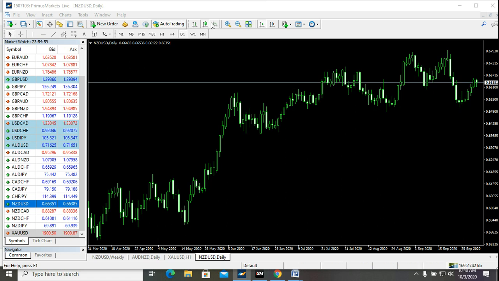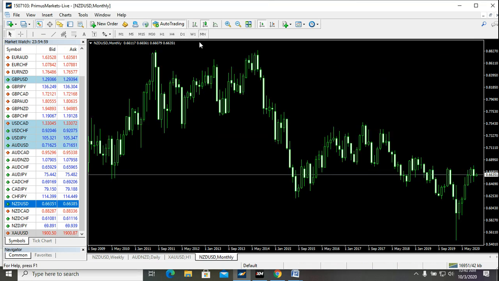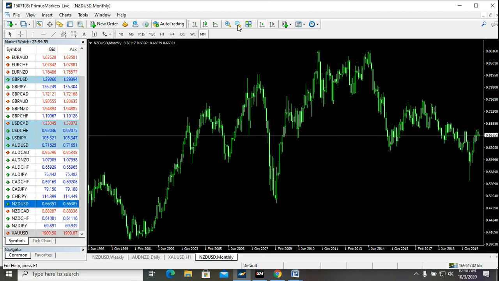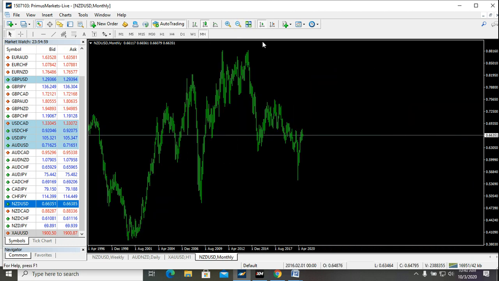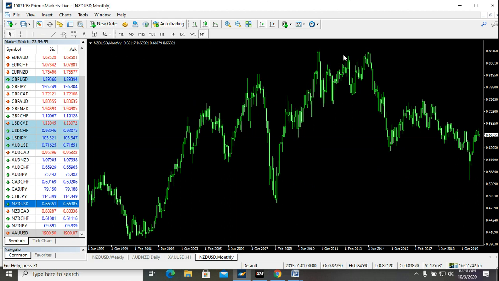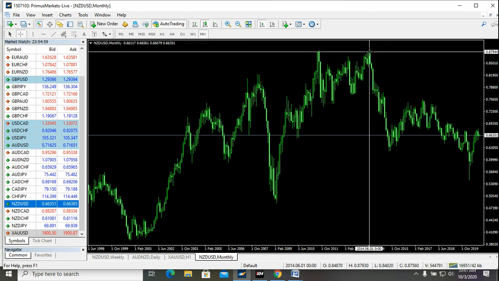First of all, let's look at the monthly time frame of NZDUSD. On the monthly time frame, if I zoom in, this is how it looks. So one will say that NZDUSD has been on a downtrend, as you can see, for almost more than 2 years now. It has been on the downtrend.